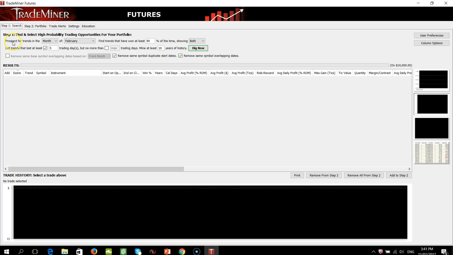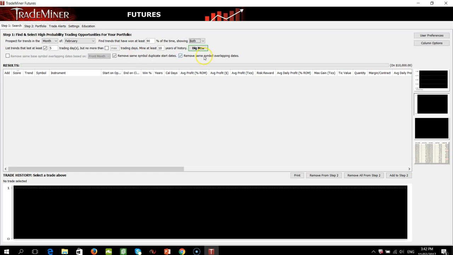So what you want to do to find trades is you go to the month that you want to look at. Right now today is February 11th. Let's start here in February. And there's a few parameters you can play around with. Find trends that have won at least 90% of the time, showing both bullish and bearish. List trends that have at least 5 trading days, but not more than a certain amount. I leave it blank because I want to see all. And mine at least 10 years of history. And then you just click Dig Now.